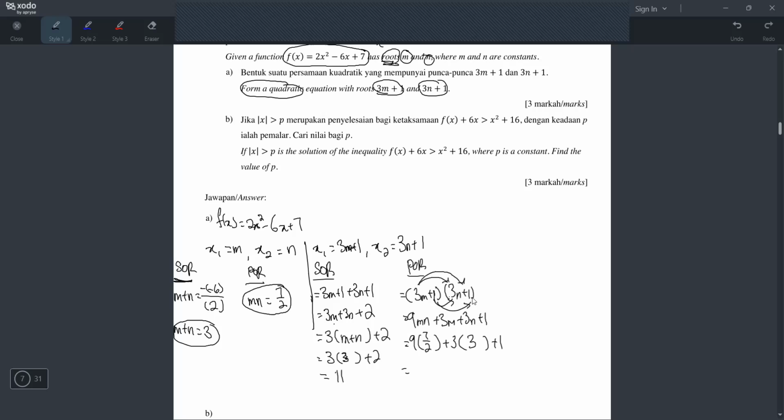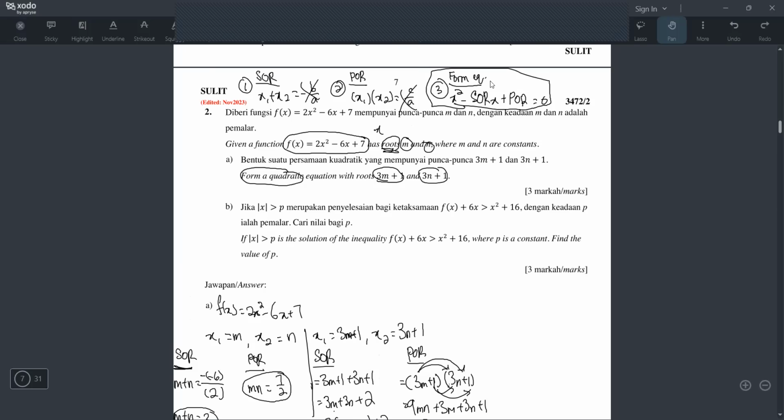So now I press everything inside. So I press 9 bracket 7 over 2 close bracket plus 3 plus 9, and then plus 1. Okay, my calculator gives me 83 over 2. Okay, so I'll just write down a positive 83 over 2. And finally, now with this SOR value and this POR value, we can actually form the new equation.